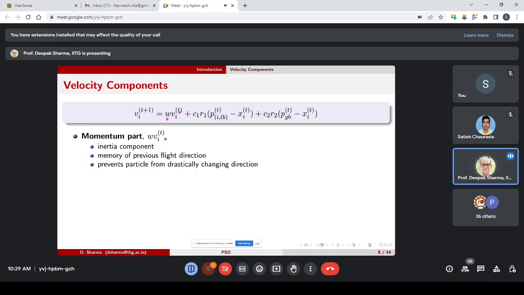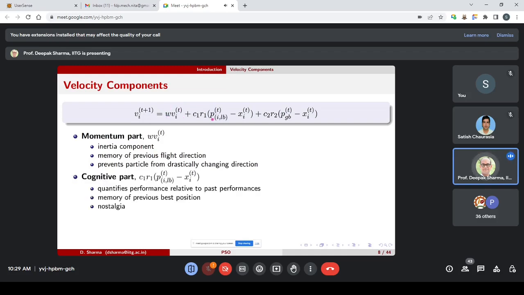This helps us to prevent the particle from drastically changing its direction because it depends on the previous velocity. Then comes the second part, and this second part we call the cognitive part.